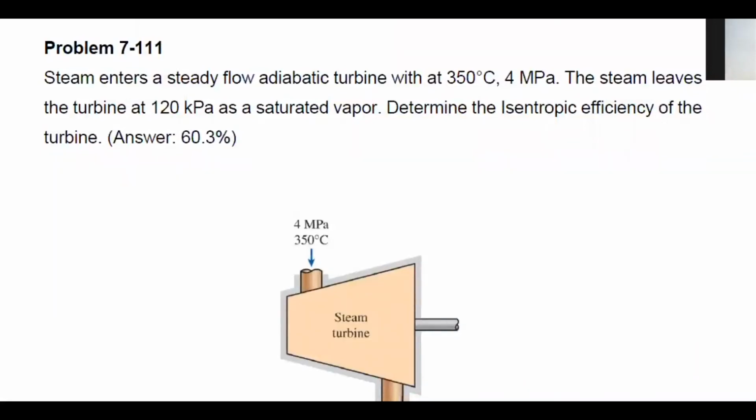So first question number 3, week 7. Let's look at 7.111. Steam enters a steady flow adiabatic turbine at 350 Celsius, 4 megapascals. Steam leaves the turbine at 120 kilopascals as a saturated vapor. Determine the isentropic efficiency of the turbine.